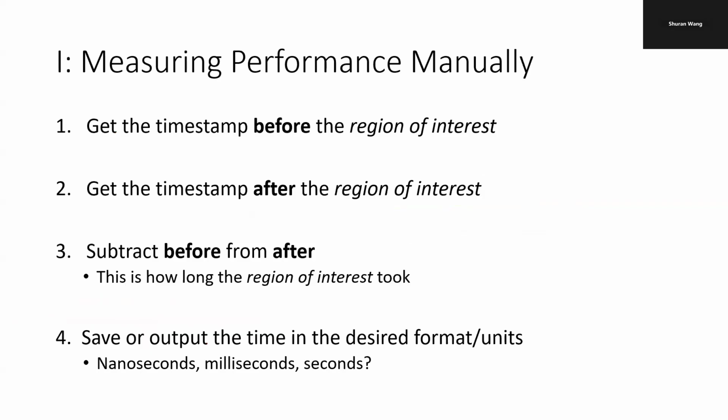The first option, measuring performance manually. Essentially what you do is you get the timestamp before the region of interest, get the timestamp after the region of interest, you subtract, and you get how long your region of interest is. You can then output the time in your desired format or units.